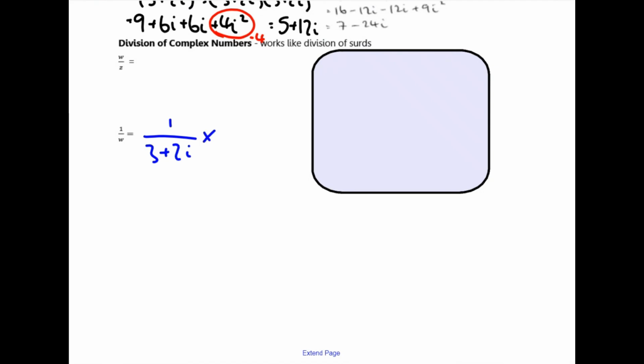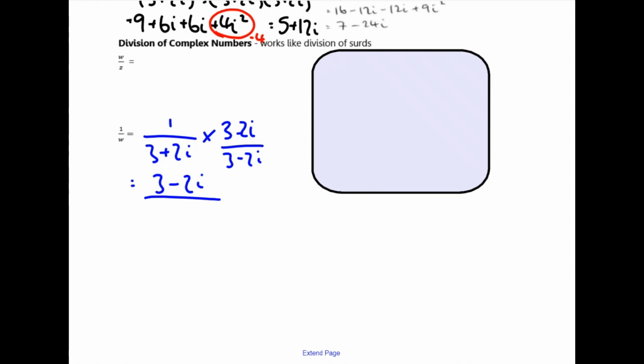To rationalize the denominator, or to make this into a complex number, a plus bi, I need to times top and bottom by the same thing, which is 3 minus 2i. So it's the same as this with the opposite sign in the middle. This is called the complex conjugate of a number. So when you change the sign in front of the i, it's the complex conjugate. The top is just 3 minus 2i.